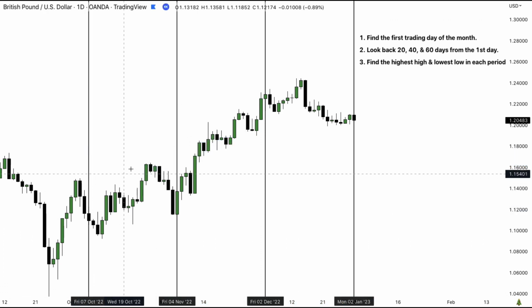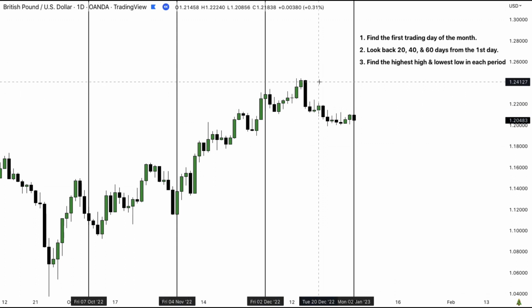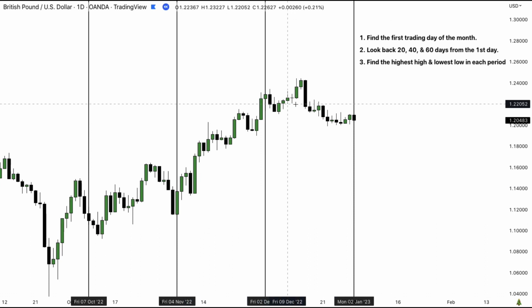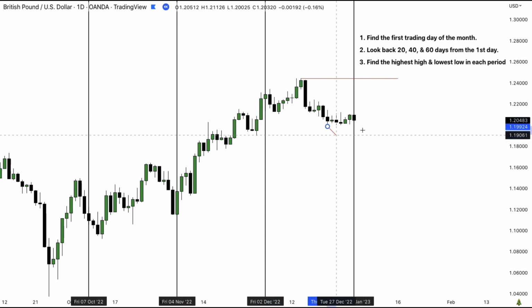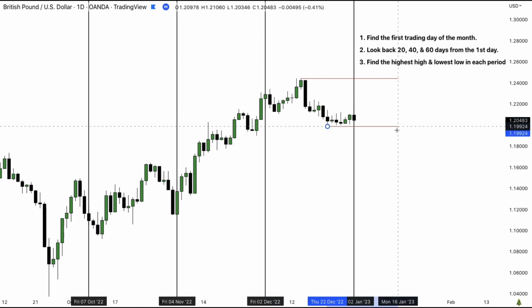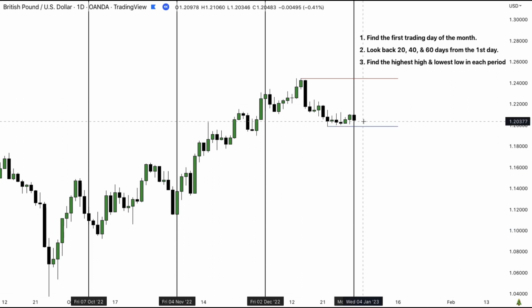Now at this point, we have all our look back data ranges. We're then going to find the highest high and lowest low as the last step states. Looking at the 20-day period, we got the highest high, which is here. The lowest low, which is here. And I like my lows to be blue and my highs to be red.